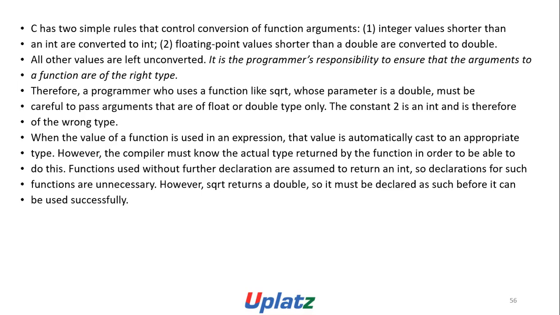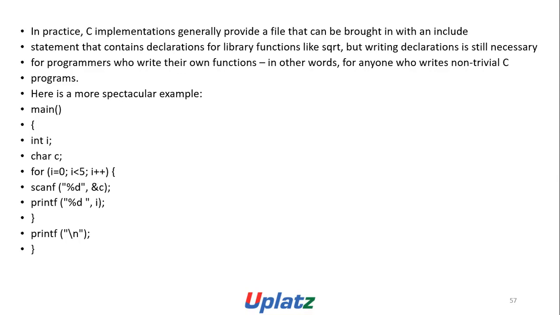When the value of a function is used in an expression, that value is automatically cast to an appropriate type. However, the compiler must know the actual type returned by the function in order to be able to do this. Functions used without further declaration are assumed to return an integer, so the declarations for such functions are unnecessary. However, sqrt returns a double, so it must be declared as such before it can be used successfully. In practice, C implementations generally provide a file that can be brought in with an include statement that contains declarations for library functions like sqrt, but the writing of declarations is still necessary for programmers who write their own functions.